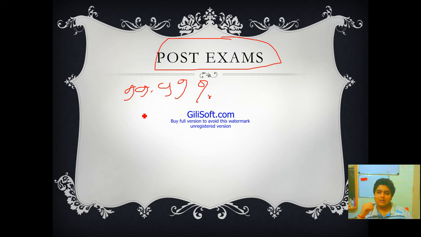Phir ghar aana hai, internet mein check karna, is this the right answer? Then putting it on forums, you know, Quora and all this stuff. Emailing it to me, sir, what is the right answer for this? Looking at the textbook, studying. Arey yaar, next exam hai, why are you studying your previous exam?